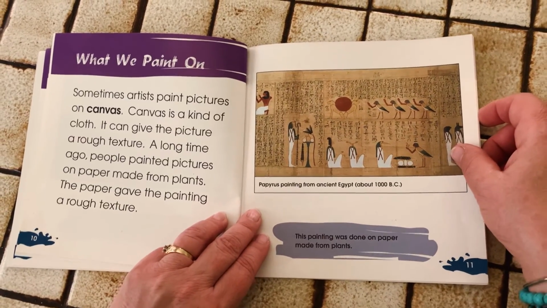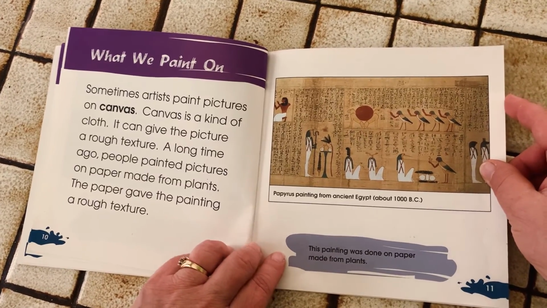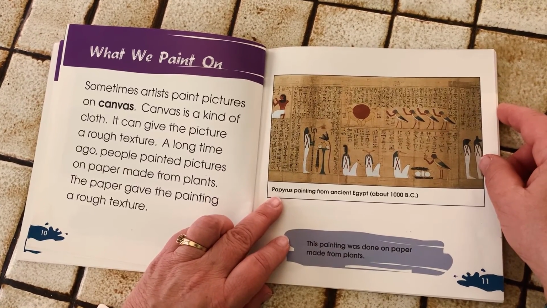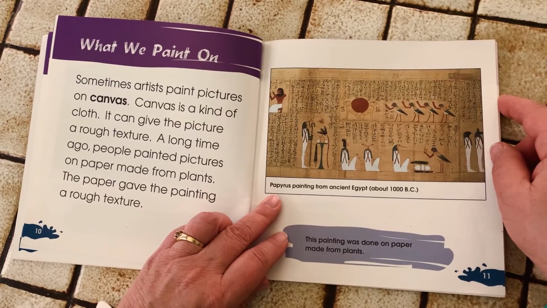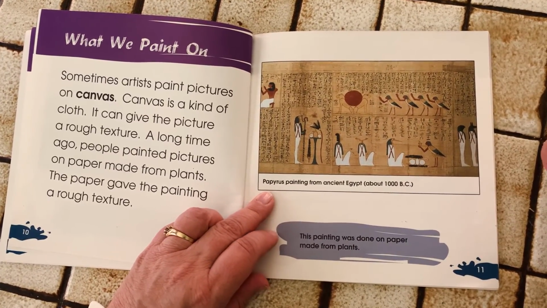A long time ago, people painted pictures on paper made from plants. The paper gave the painting a rough texture. This is called papyrus, and it's a painting from ancient Egypt. So that's what they used to paint on. They made it out of plants, so it's kind of bumpy and rough.